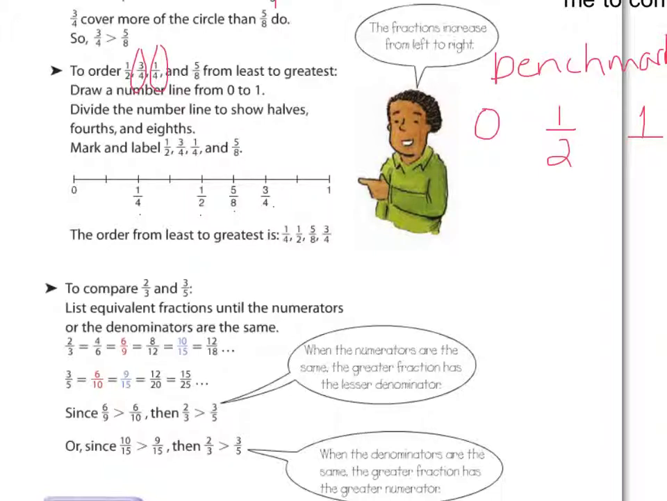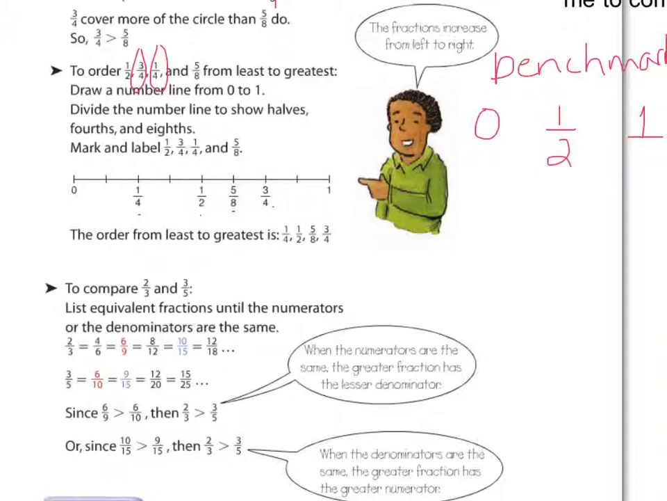Using benchmarks to help me, I could see, okay, 1/4 is definitely closest to 0. 1/2, well, is really close to half. Benchmarks gets tricky when it's 5/8 and 3/4 because it's hard to sometimes know which one is closer to the 1 benchmark. So at that point you might need to really draw out your line very carefully and look at those two carefully. So that would be number lines, and with the addition of using benchmarks a little bit to assist you.